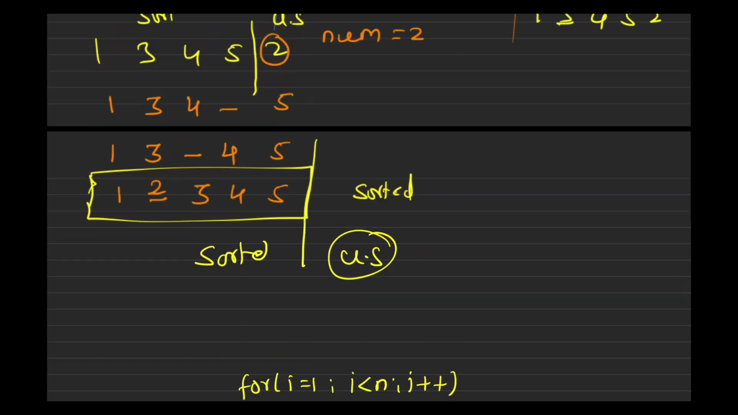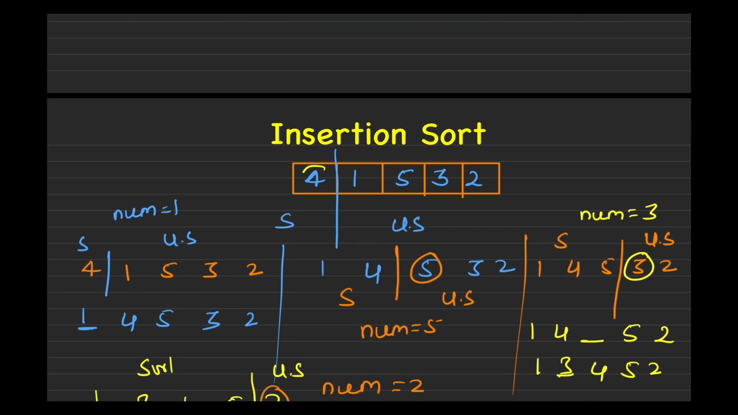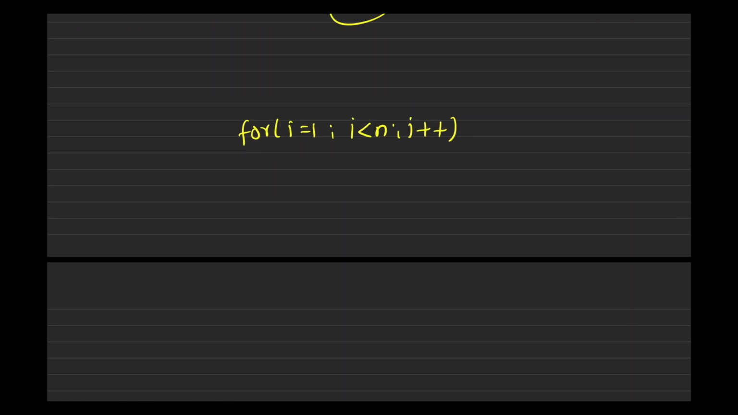So simply what we are doing is running the outer loop, that is moving from the first element till the last element. Why am I considering the first element? Because we discussed earlier that insertion sort assumes the first element is already sorted. That is the reason why I am starting with the element present at the first index. So my i equals 1, i is less than n, i plus plus.